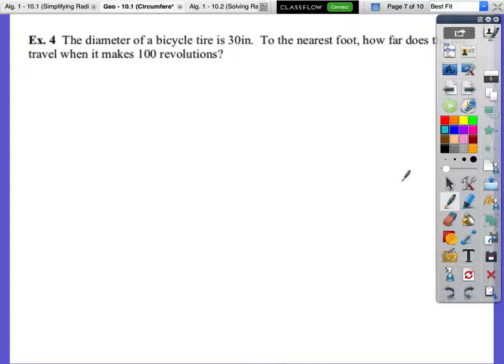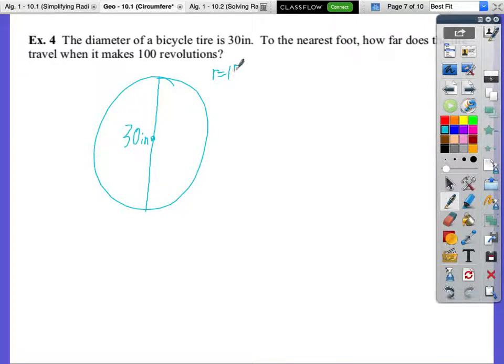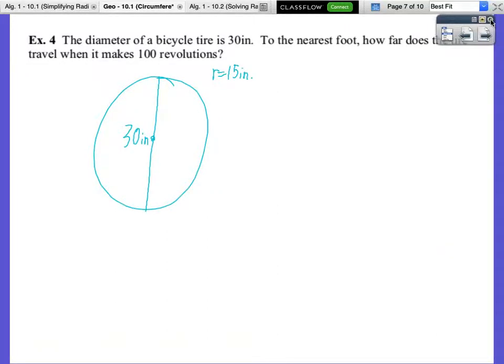If you look at example 4, the diameter of a bicycle tire is 30 inches. So you have this bicycle tire, we're told that the diameter is 30 inches. Do we need the diameter? What do we need? Radius. How do we find the radius? Divide by 2, so the radius is 15 inches. We're asked, to the nearest foot, how far does a tire travel when it makes 100 revolutions?